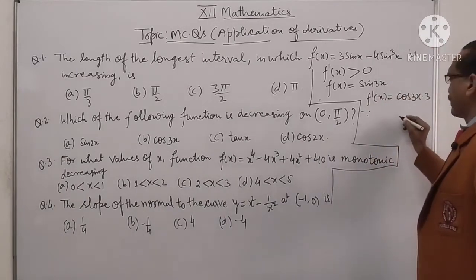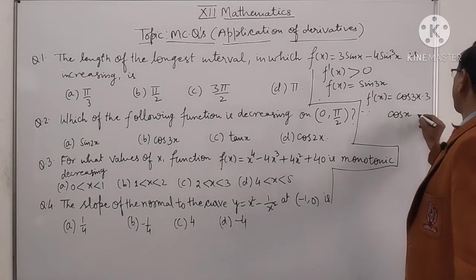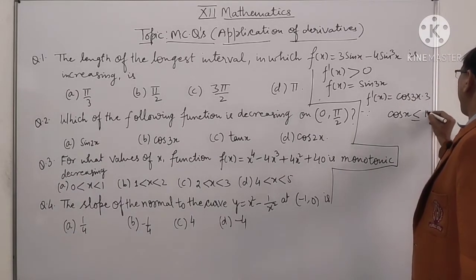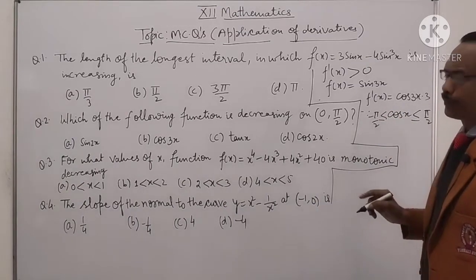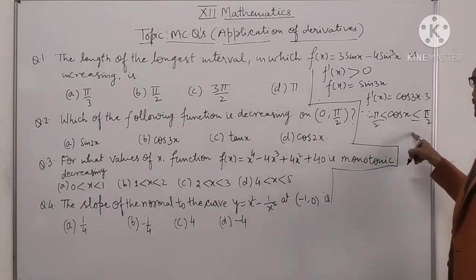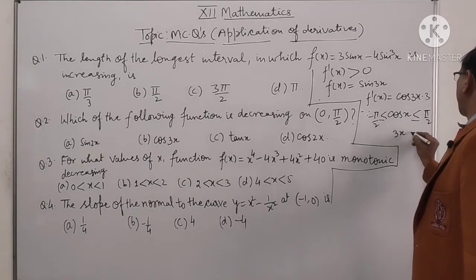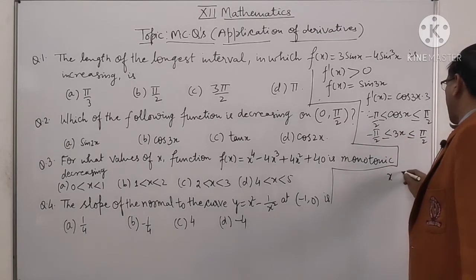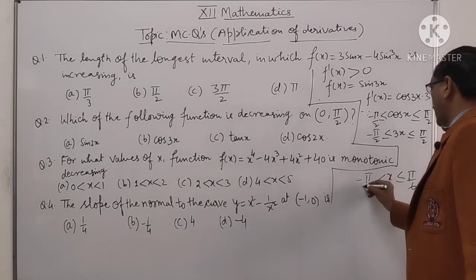Since cos x is positive in the interval from -pi/2 to pi/2, in this interval cos x is positive, so we can say 3x is less than or equal to pi/2 and greater than or equal to -pi/2, and x is less than or equal to pi/6 and greater than or equal to -pi/6.